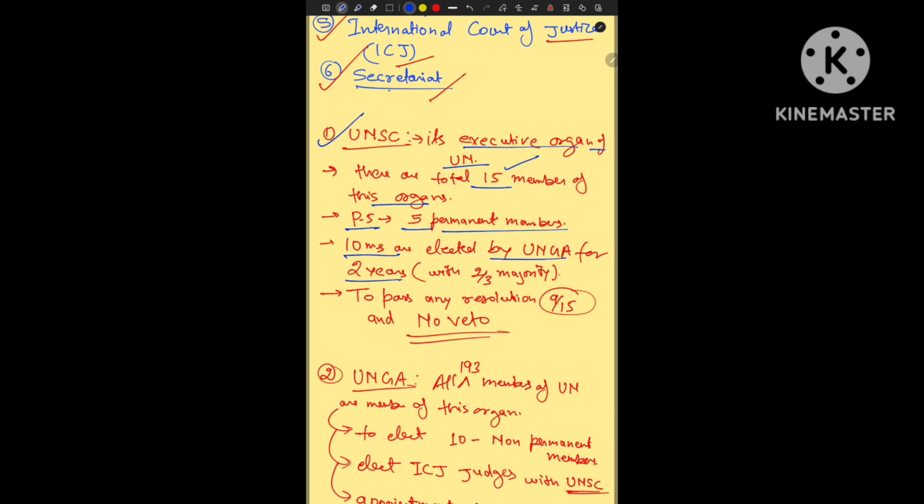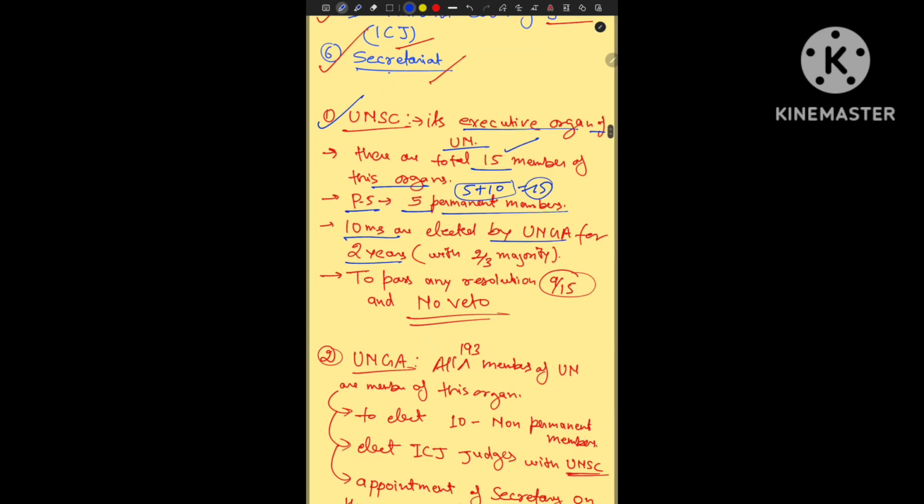So 5 are permanent plus 10 are non-permanent members, so the total is 15 members. There are 5 permanent members and 10 members elected by UNGA for 2 years. Their tenure is 2 years, and they are elected by the United Nations General Assembly with a 2/3 majority of the house. To pass any resolution, they need 9 members in yes.